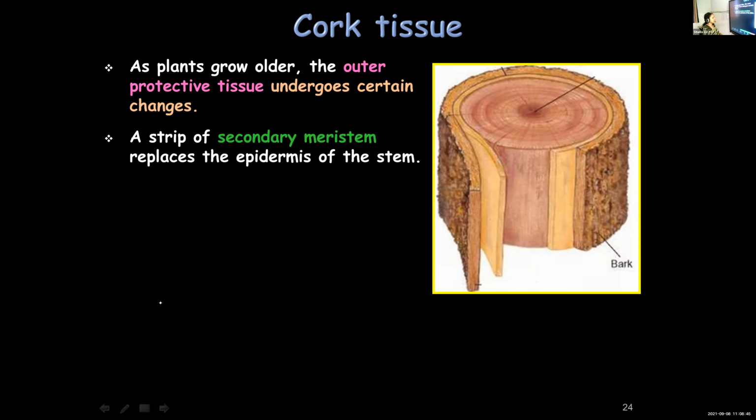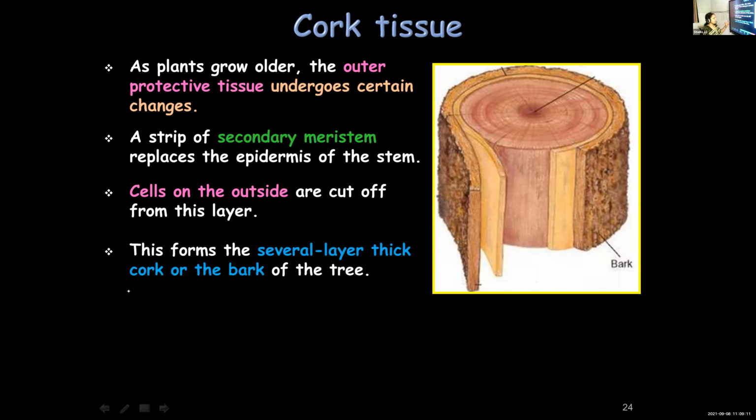And this secondary meristem will replace the epidermis. So as the plant is growing, the epidermal covering will undergo some changes. It will get replaced by another tissue known as secondary meristem. And cells on the outside will be cut off from this layer. The cells present outside will get separated from this layer, and they form several layered cork or bark of the tree. So the secondary meristem will undergo changes and transform into several layered cork or bark.